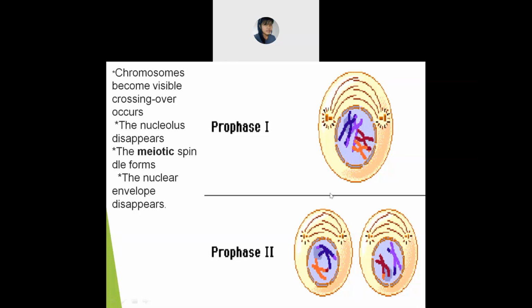Next is the nuclear envelope disappears. So all these are known as the nuclear envelope. Can you see this? All this? All this? Yes, ma'am. So all these are the nuclear envelope, and they start disappearing.